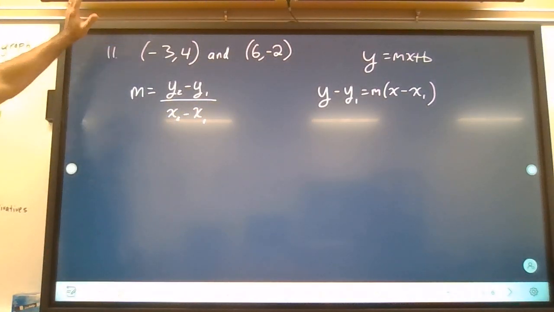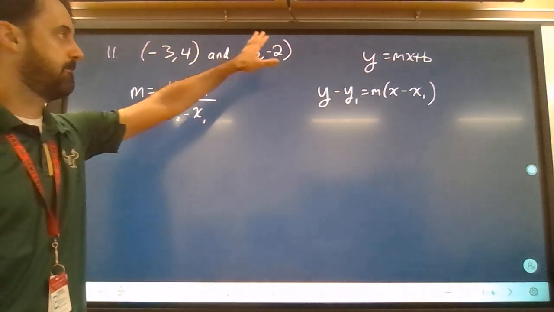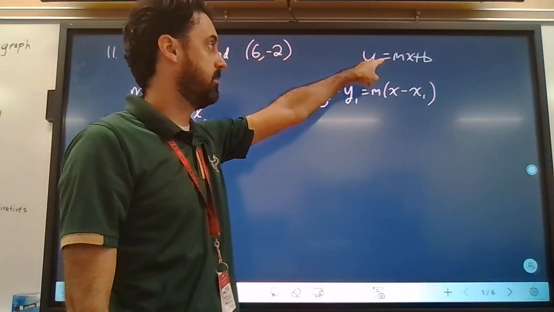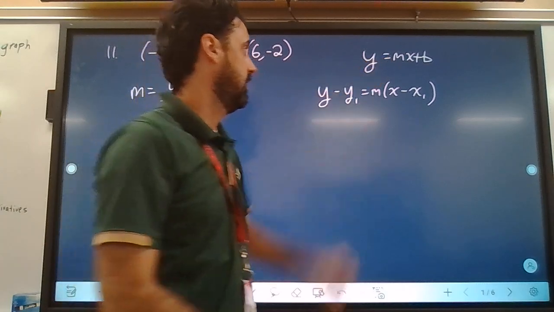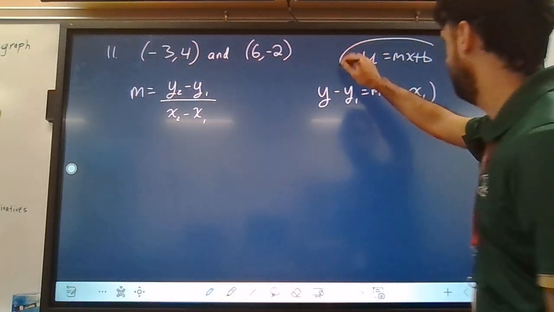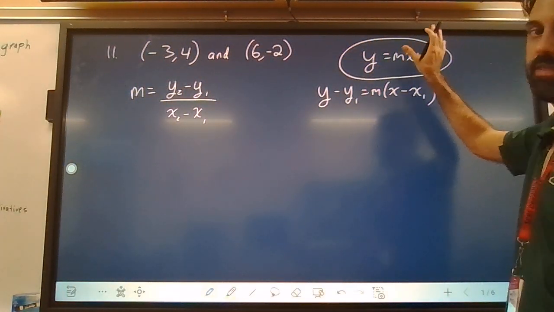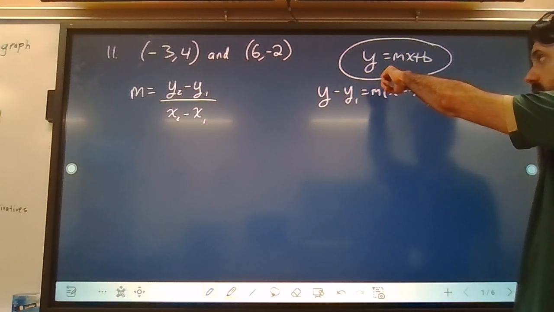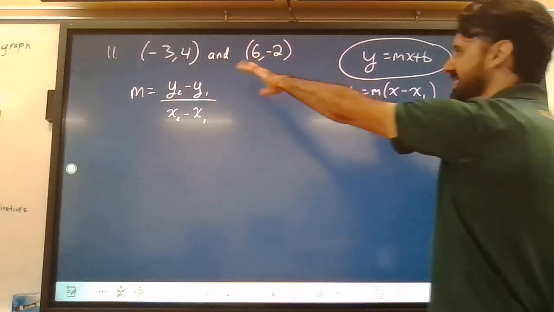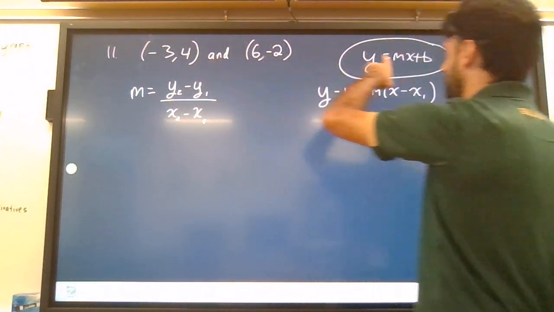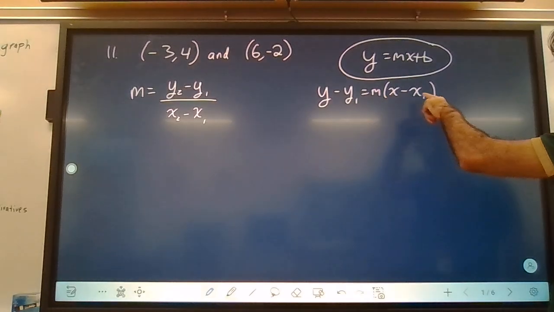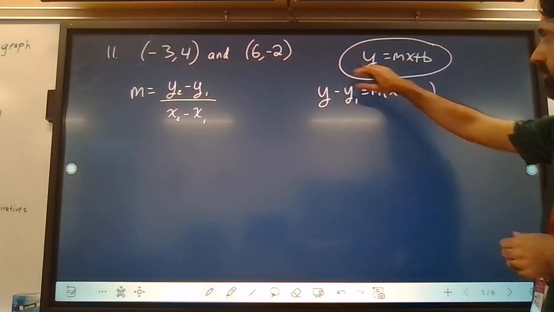So, number 11, we're given 2 coordinate points, and then we're asked to get our answer in slope-intercept form. So that's slope-intercept form. You have to have that memorized, right? So I don't say write it in this form, y equals mx plus b. You just have to know that that's slope-intercept form. In order to get there, though, it's not easy from 2 coordinate points to get the y-intercept. And so we're going to start off with point slope form right here. Okay, so we also have to have this formula memorized as well.